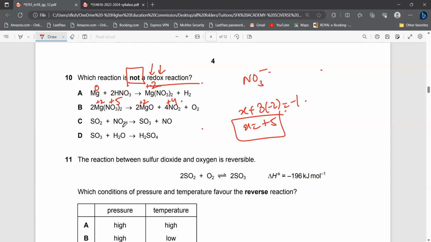Yep, it's changing oxidation number for sulfur. And what about this one? I think this might be the answer. Look at the oxidation state of sulfur. It's +6 here and +6 here as well. So yep, it's not changing. So option D is not a redox reaction, because sulfur is not changing its oxidation number at all. So yep, that's it for this video.